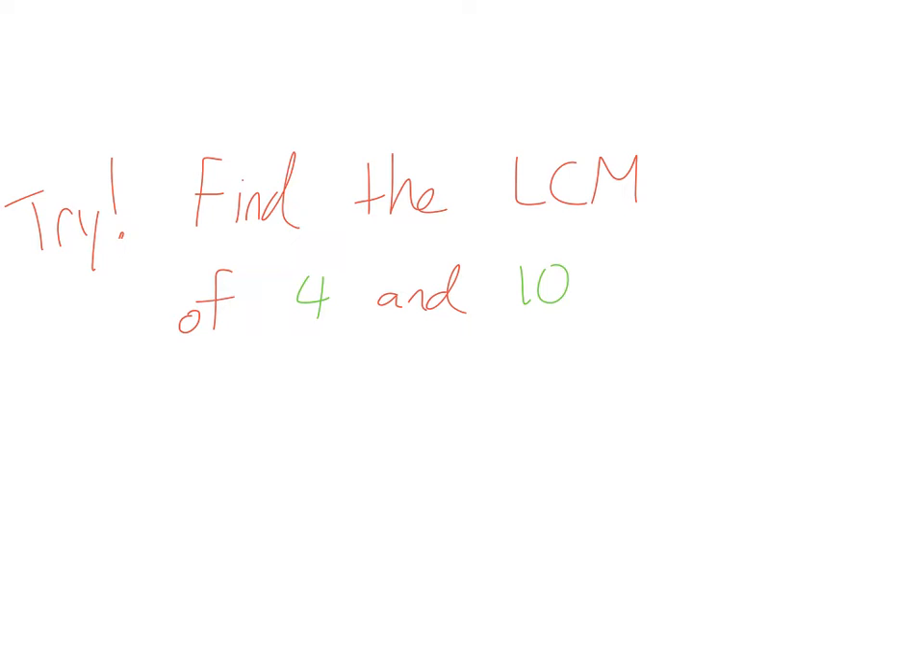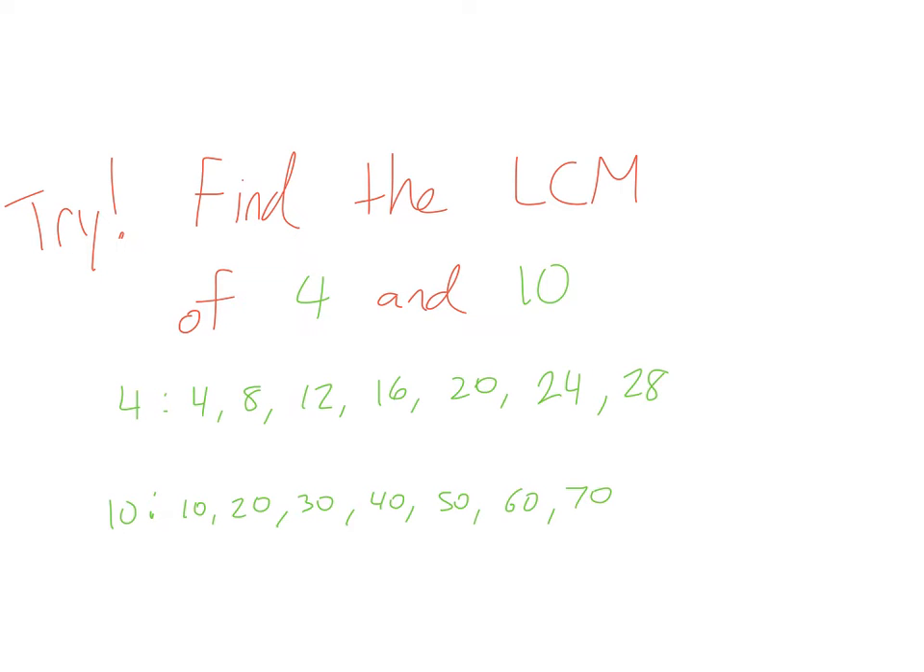Alright, so I'm hoping you set up with a 4 and a 10 and started listing the multiples. I put quite a few multiples out there, but of course I had to stop at some point, right? Because I could have kept going on here to 32 and 36. I could have kept going here to 80 and 90. So I usually do anywhere between 5 to 7, maybe 8 multiples, and then I go to the next number.